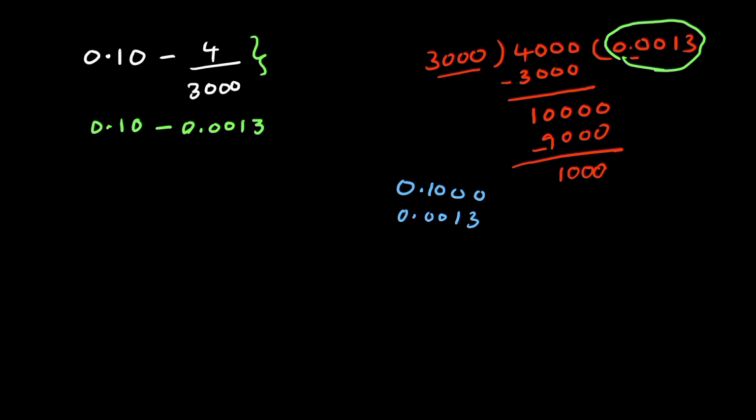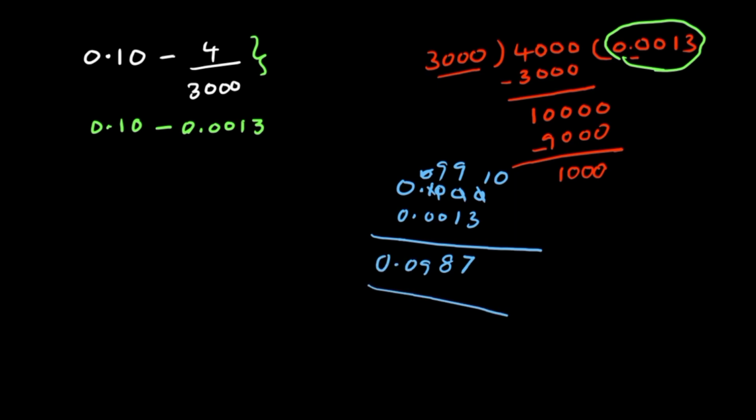Okay, because we have a point, after the point there is no value for these zeros. So by subtracting, 10 minus 3 you will get 7, and we have a 9. So 9 minus 1 you will get 8, and this one also 9. Okay, 9, and here nothing because we have given the borrow. So 0.0987 is the answer.